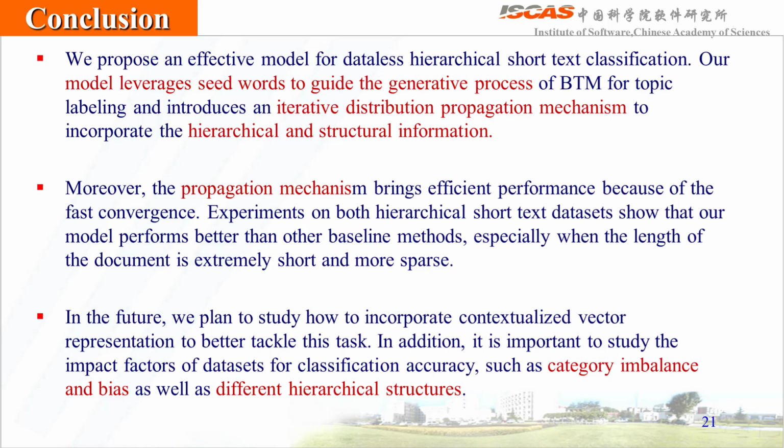In conclusion, we propose an effective model for dataless hierarchical short text classification. Our model leverages seed words to guide the generative process of BTM for topic labeling and introduces an iterative distribution propagation mechanism to incorporate the hierarchical structure information. Moreover, the propagation mechanism brings effective performance because of the fast convergence. Experiments on both hierarchical short text datasets show that our model performs better than other baseline methods, especially when the length of the document is extremely short and more sparse.